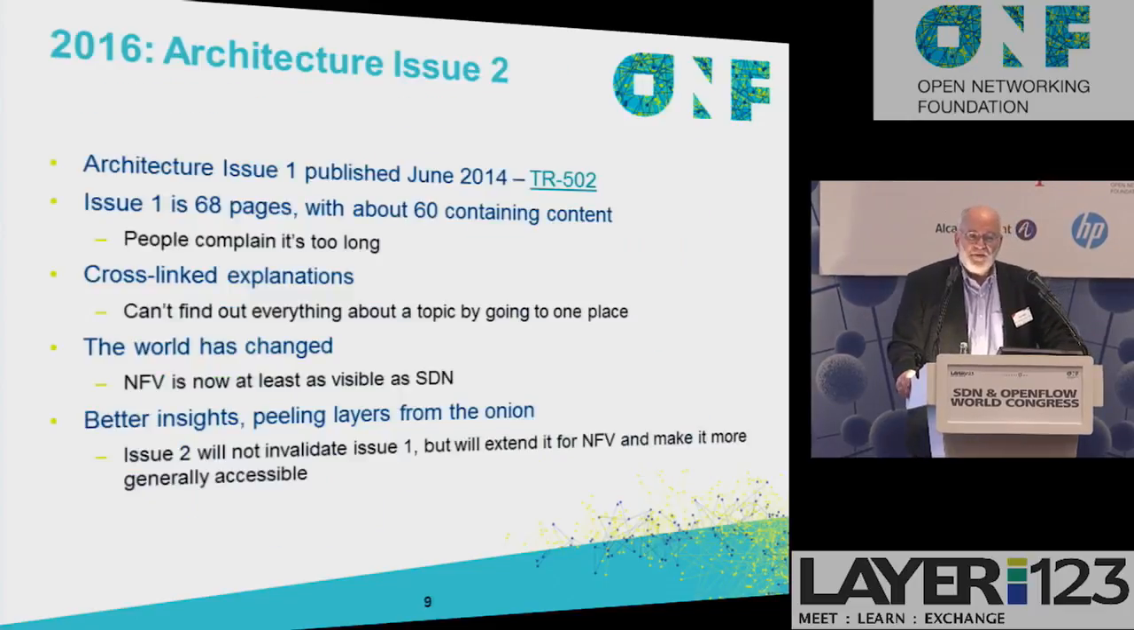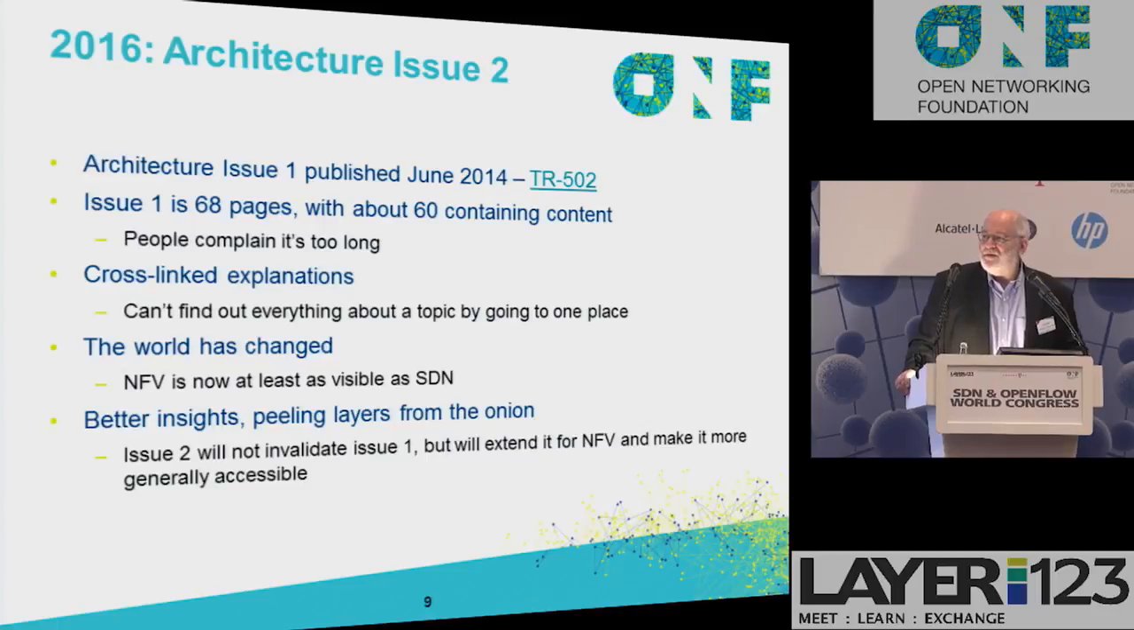So what's coming up next in architectural work? Well, in the upcoming year, 2016, we'll be working on what's known as Architectural Issue 2. We completed Architectural Issue 1, published in June of 2014. There are a few issues with it that we'd like to improve upon for the next revision of the architecture. One was that it was about 68 pages, and some people complained that it's too long and goes into too much detail.